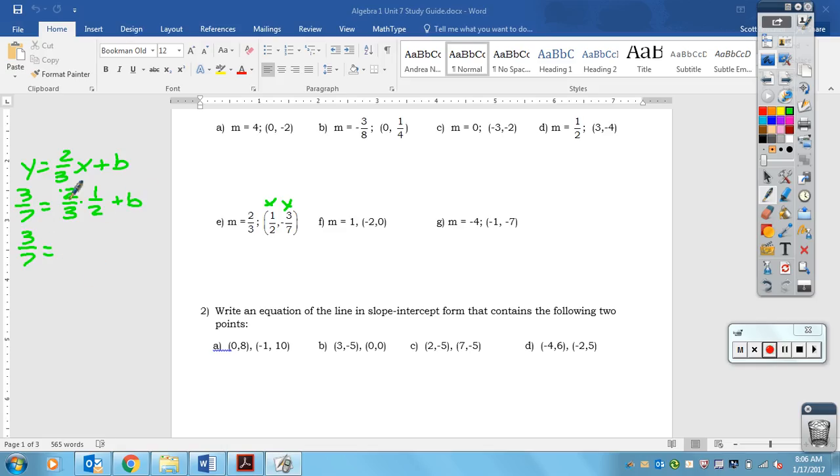3/7 equals, those cancel, and it's 1/3 plus b. So just working with fractions. Minus a third, minus a third. B equals, let's do this work on the side.